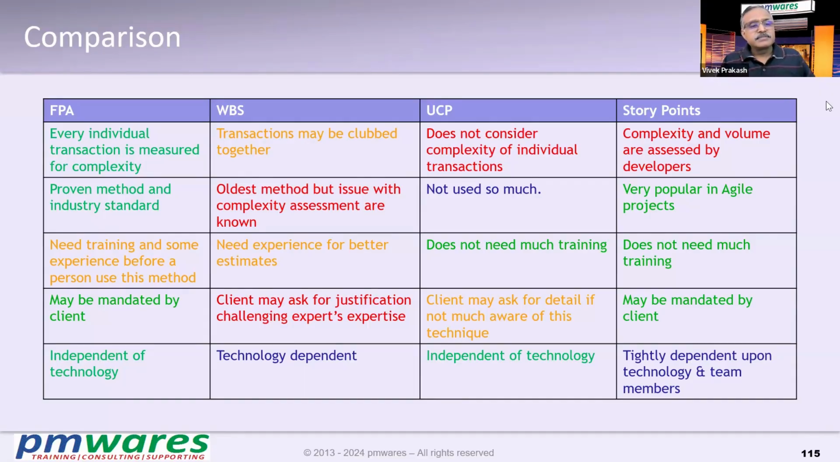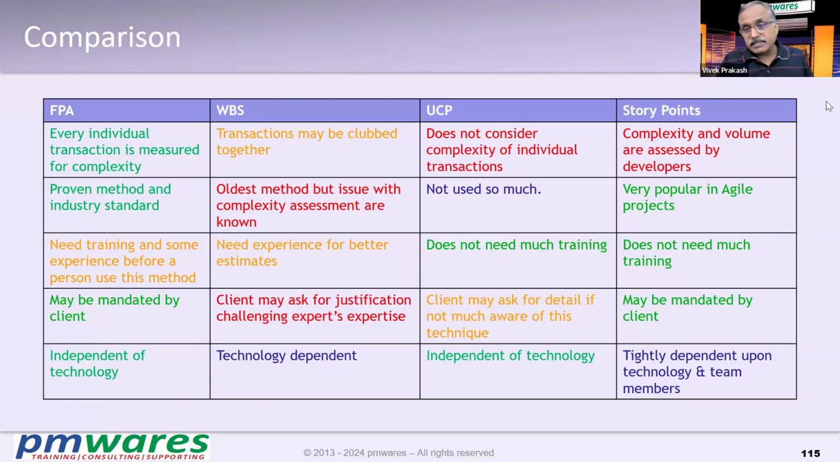FPA needs training. Without training, you don't think it can be done. WBS requires experience. And story points are generally lighter on that side, neither requiring that much experience. Some training is required, but not that much. It can easily be grasped and you can get started, and in a few iterations you will get a good idea about how to do it.